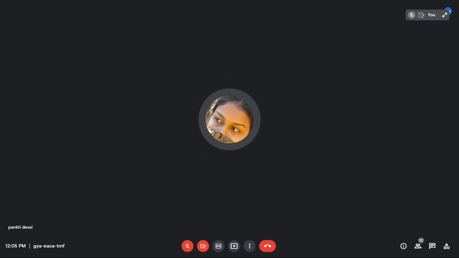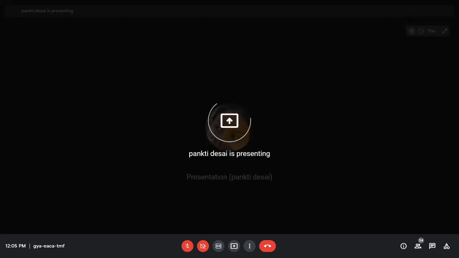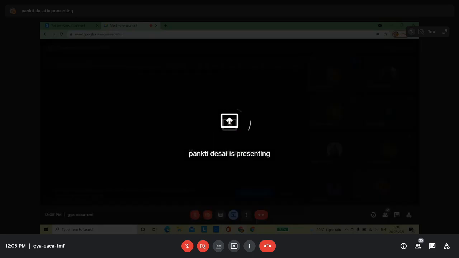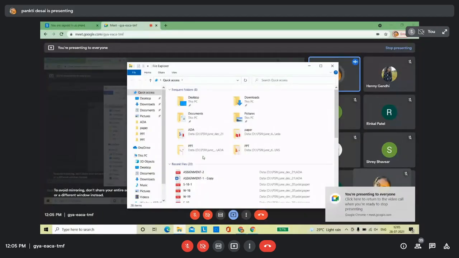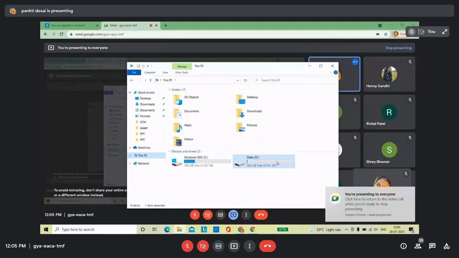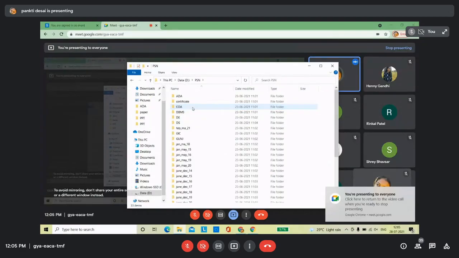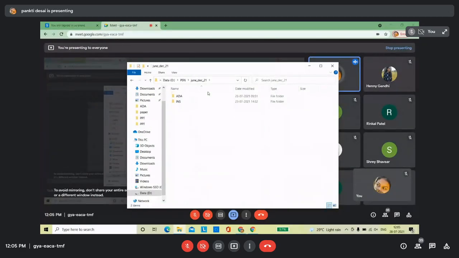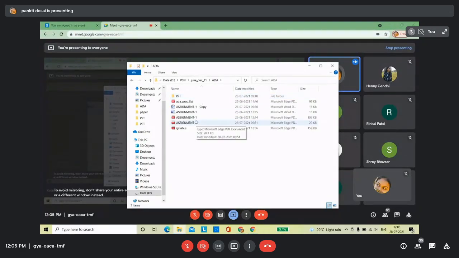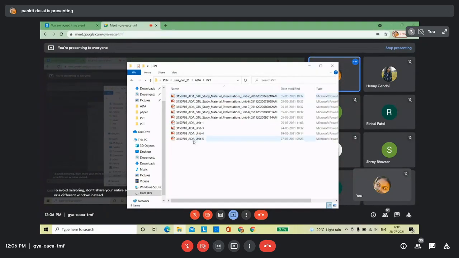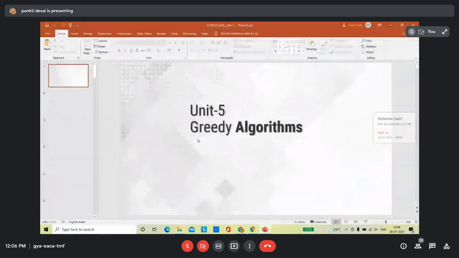Greedy algorithm, right? In that, we learn the basics of the greedy approach. What is the difference between the greedy method and dynamic programming? Then we discuss the make a change problem using the greedy method. From that example, we can easily understand the difference between the greedy method and the dynamic programming method.